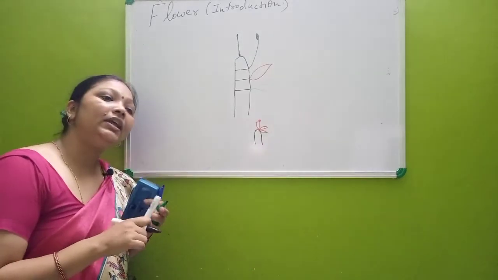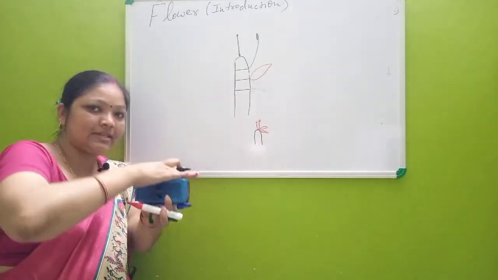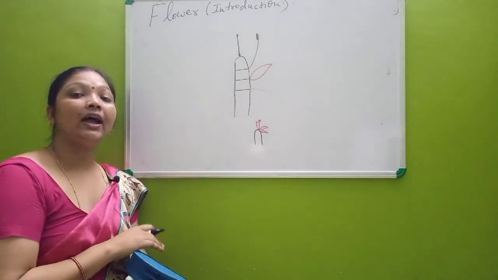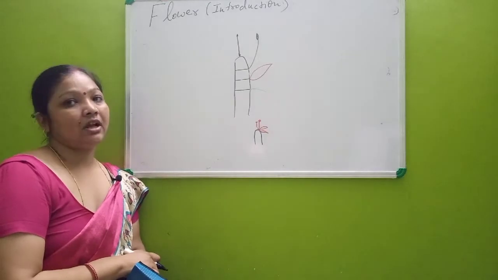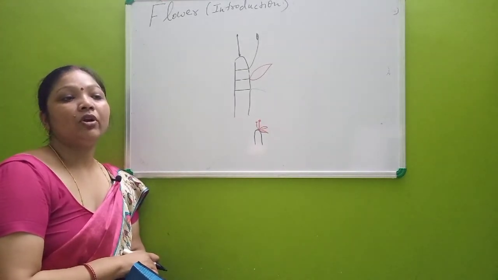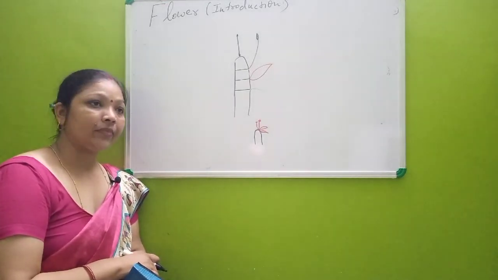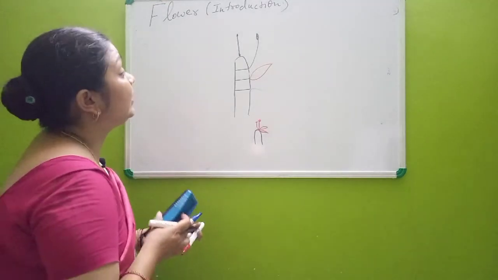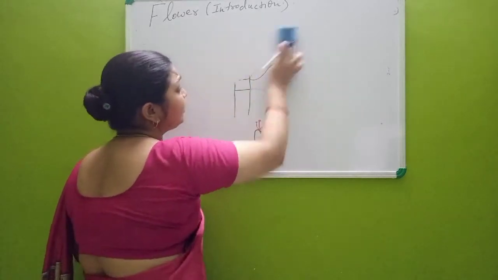Now this is the condensed structure that you have pressed, highly pressed. That's why the flower is called a highly condensed structure or the condensed modification of stem. Now we have to deal with some technical terms with the flower.